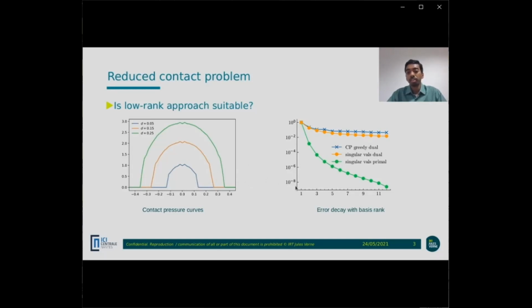This hypothesis is confirmed by the plot on the right side, where we see the decay of basis error with basis rank. For the displacement field, this is shown in the green curve, and we see that the basis error decays very quickly. However, for the contact pressure field, shown in blue and orange curves, the decay of error is quite slow. Therefore, the hypothesis that the contact pressure is not a low-rank subspace is confirmed.